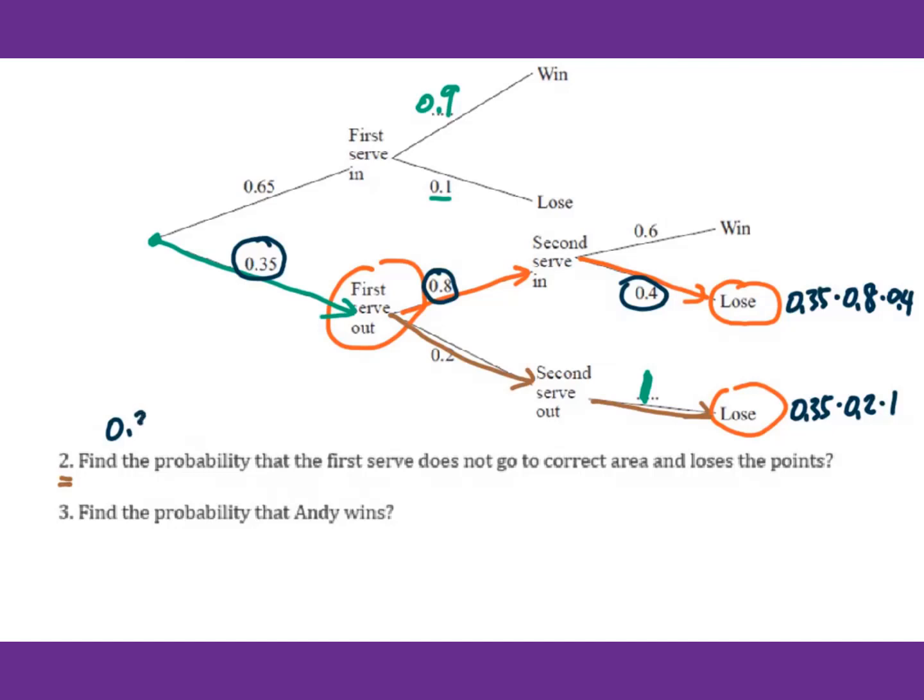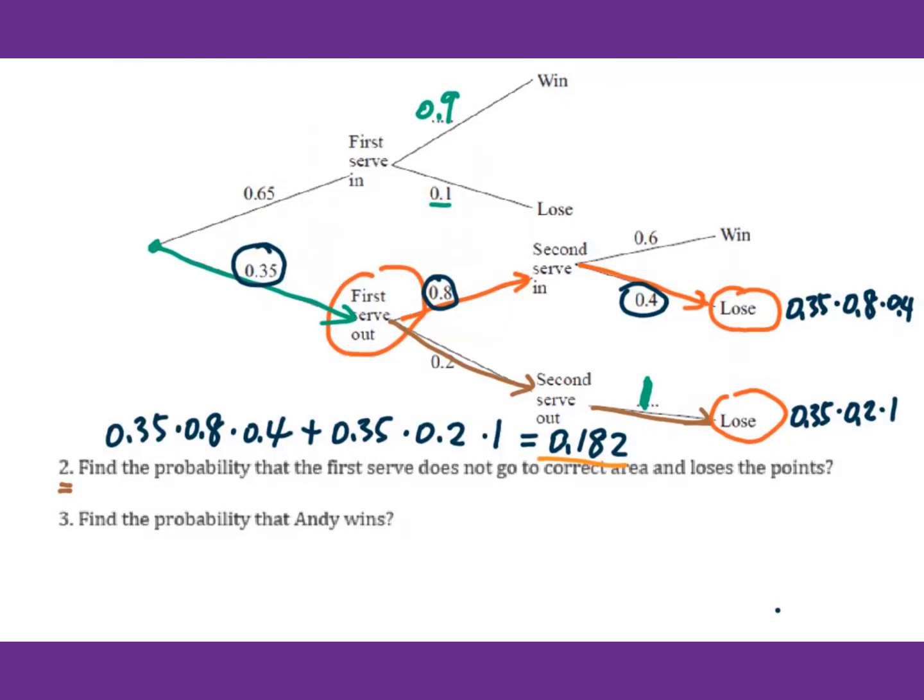So we get 0.35 times 0.8 times 0.4 plus 0.35 times 0.2 times 1. Put into a graphing calculator, the answer will be 0.182. What type of probability do you need to write? Is it a percentage or fraction or decimal? It depends on what's given. For this question, you are given decimals, so our answer had better be a decimal.